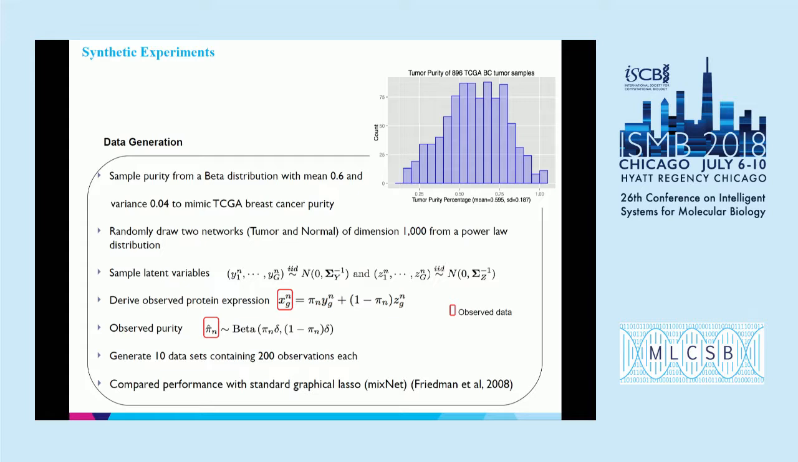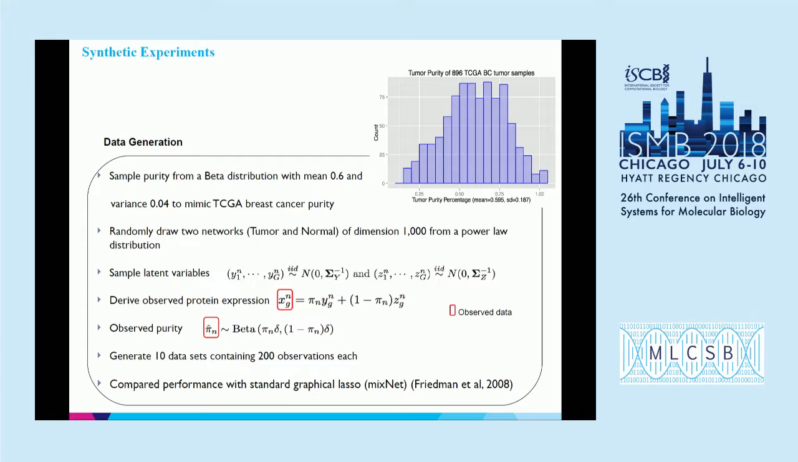Okay, so for the synthetic data, the first synthetic data experiment is very easy because we sample just from the model. So we expect to do good. So we just sample from our model, and then we want to compare our performance with the standard graphical lasso. The standard graphical lasso is just the graphical lasso applied to mixed gene expression, and is going to infer just one network. And then we basically try to understand how that estimated network overlaps with the tumor network and non-tumor network. And then we apply our TSNet.